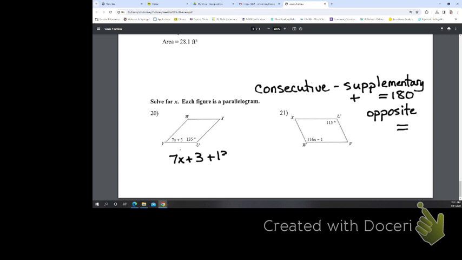You could set up your equation like this, or you could subtract from 180 and find out how much is left for the 7x plus 3. Since I already wrote this, I'm going to go on and do it the way I have it set up. And then here, now I would subtract.